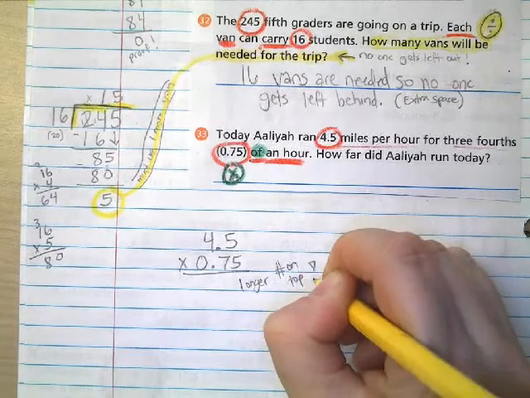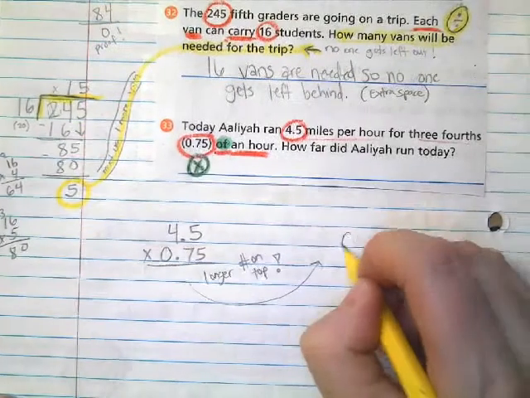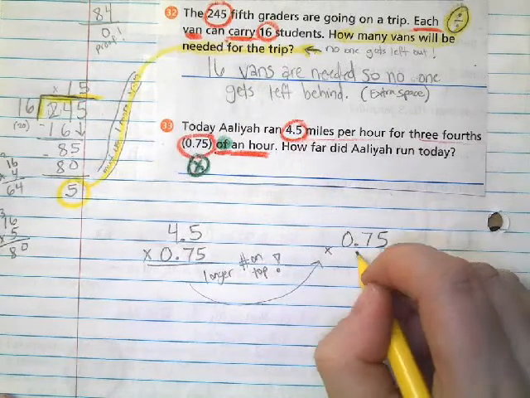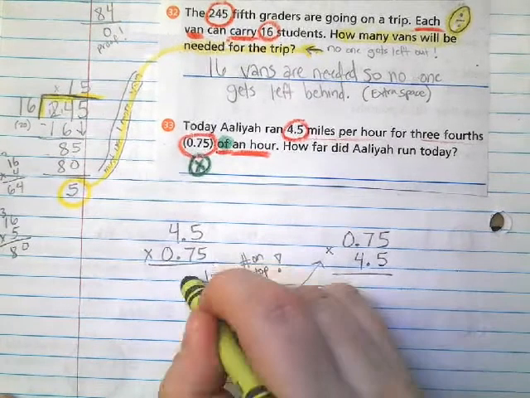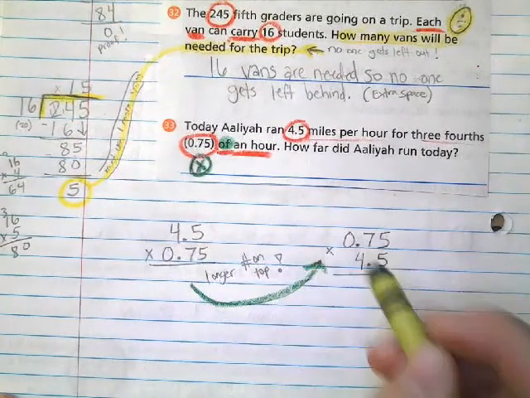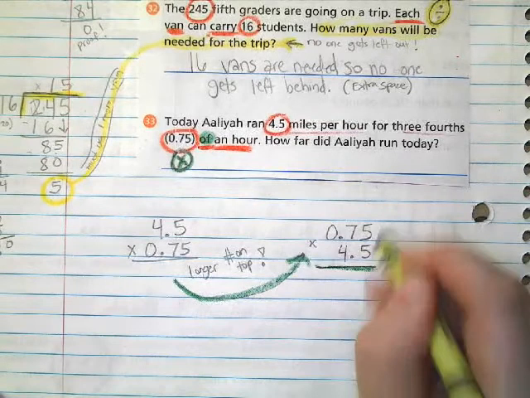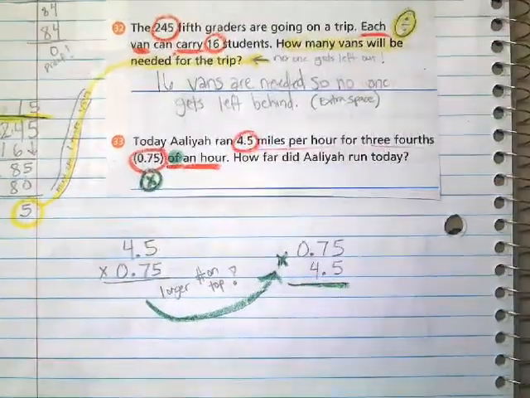Okay, so we set this one up. 4.5 times 0.75. Uh-oh. Longer number on top. So you're going to rewrite it. 0.75 times 4.5.